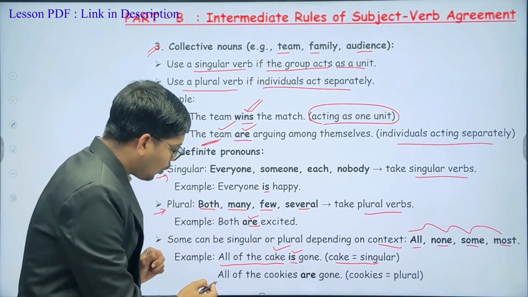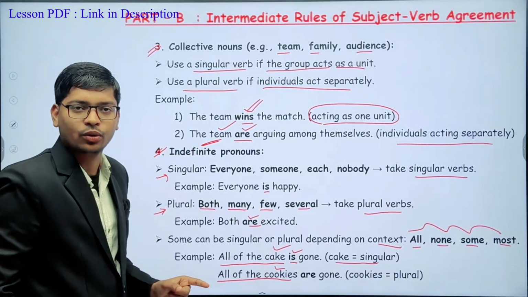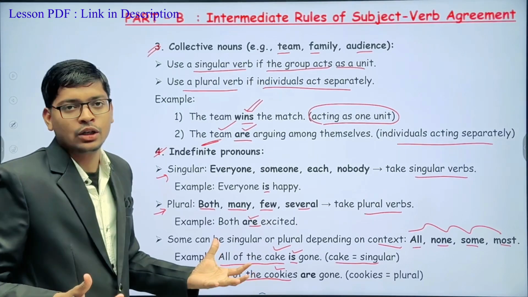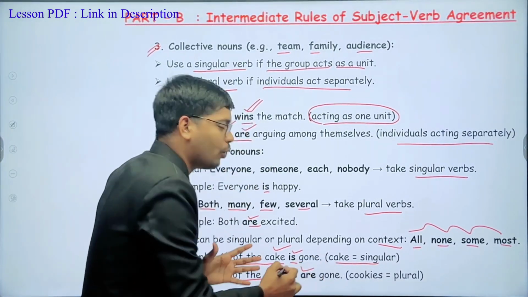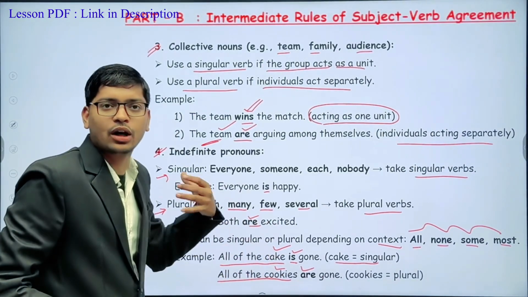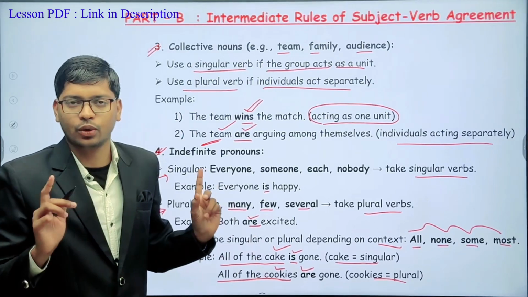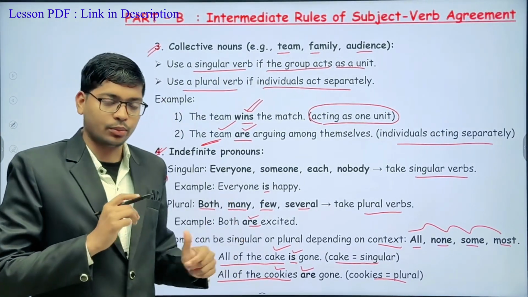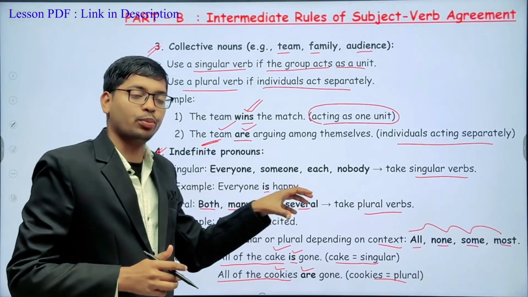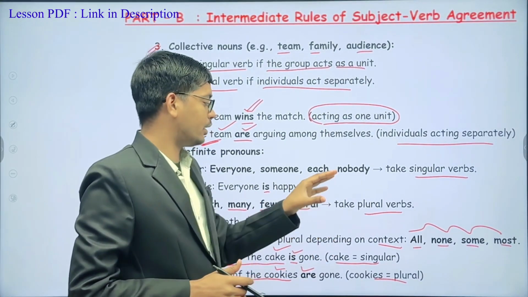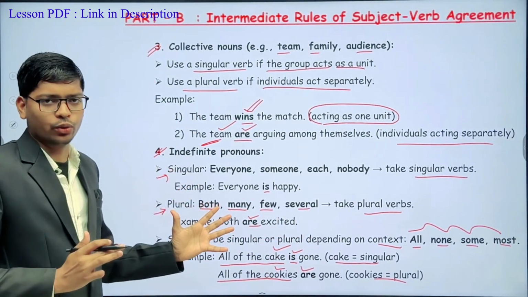Next, all of the cookies. Here, cookies is a plural form, so with plural we have to use a plural verb. "All of the cookies are gone." Here, cookies is plural. So you understand, some pronouns can be singular or plural, but it depends on context. Okay, so let's move on to our next rules.